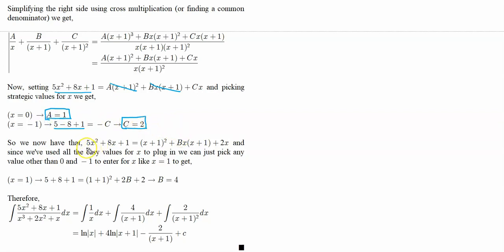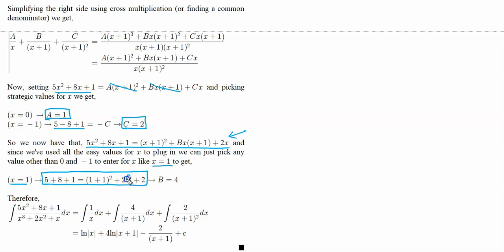Now, we have this so far. We figured out what the a and c are. We don't really have any other strategic values to pick for x. Any values where if we put it in for the x's, some terms are going to cancel. So at this point, we just have to pick any value for x other than 0 and -1. So let's pick x equaling 1, in which case putting 1 into this equation right here, we can then solve for b. So if we let x equal 1, that will give us this equation right here.